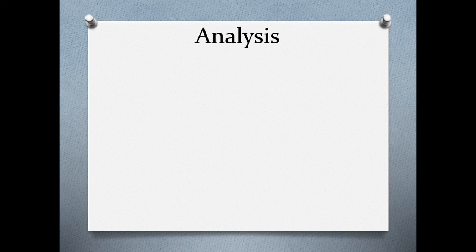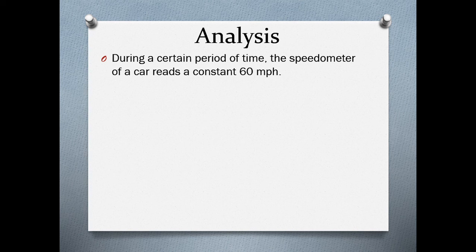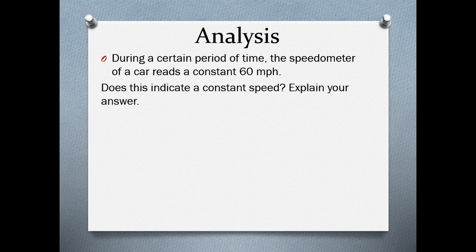Now we're going to go with some analysis. During a certain period of time, the speedometer of a car reaches a constant 60 miles per hour. Question: does this indicate a constant speed? Explain your answer. So we can go back one more time to this statement. Here's the trick. Of course, it shows a constant speed because just like it's mentioned, it has a constant 60 miles per hour.